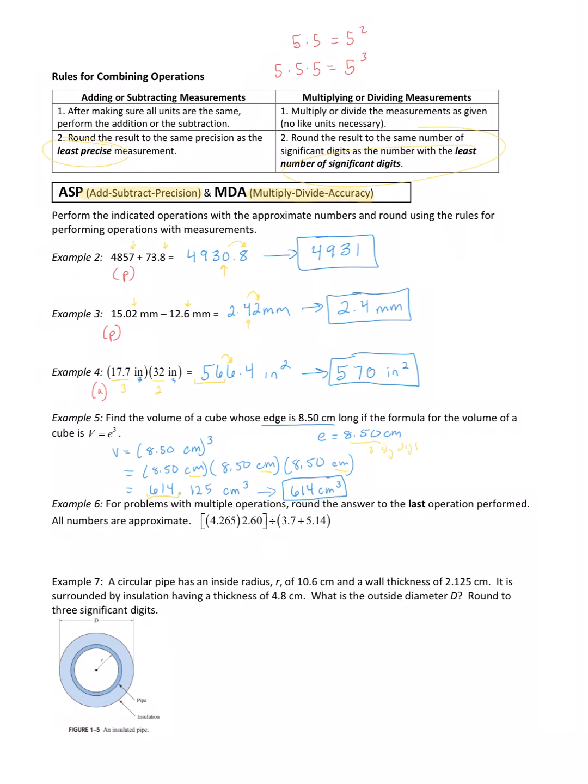Now, example 6. For problems with multiple operations, we want to round the answer to the last operation performed. All numbers are approximate.